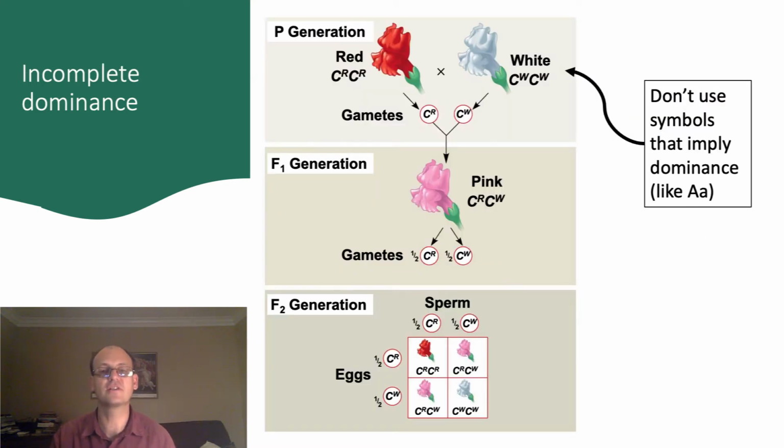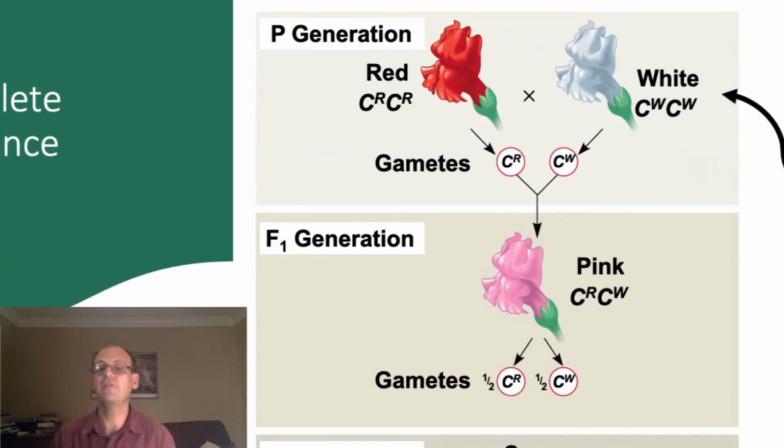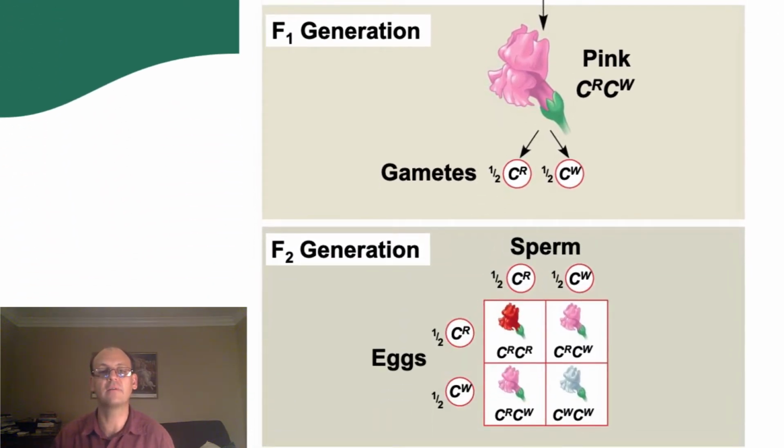In some situations, the phenotype of the heterozygotes is not the same as either homozygous phenotype. With incomplete dominance, the phenotype of the heterozygote is somewhere in between the phenotypes of the homozygotes. This is the case with these snapdragons. If you cross red and white snapdragons, you'll get pink offspring. If you self these pink F1s, however, you'll get a mixture of 1/4 red snapdragons, half pink snapdragons, and 1/4 white snapdragons.